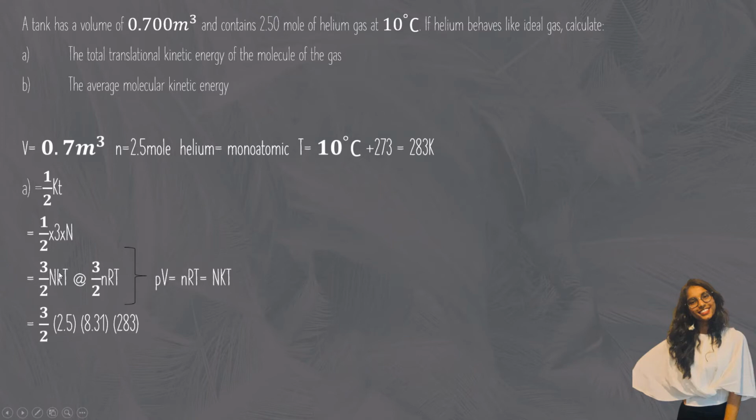So 3 over 2 nRT, we substitute 3 over 2 multiplied by 2.5 and 8.31 times 283. We get the answer 8.82 times 10 to the power of 3 joule, and it can also be written as 8.82 kilojoule.